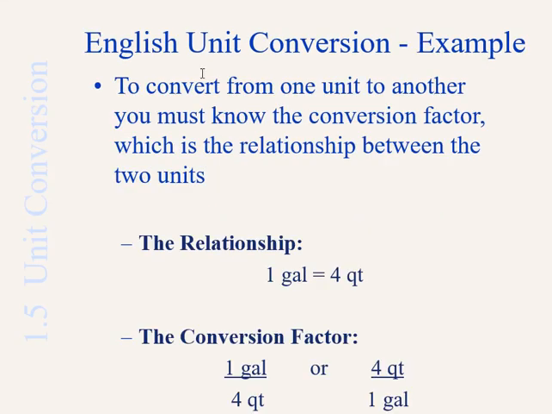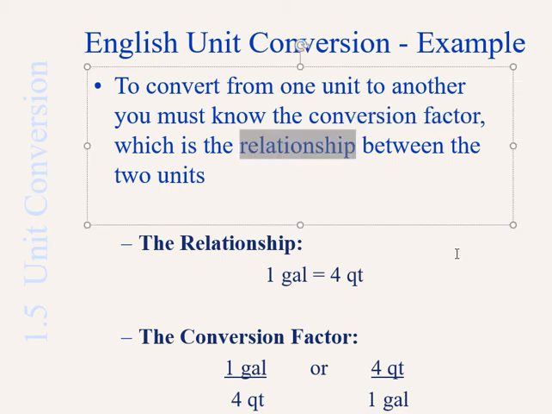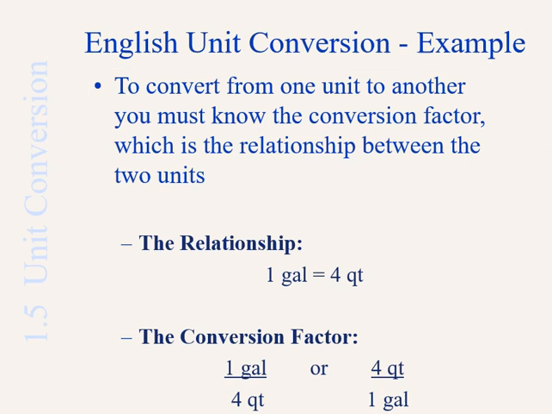First, let's say that we want to convert from gallons to quarts, and the first thing we need is the relationship between the gallon and the quart. Either you have memorized this or you are given this information, and the relationship is that 1 gallon equals 4 quarts. 1 gallon equals 4 quarts.